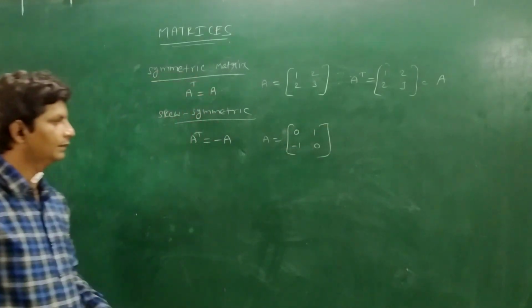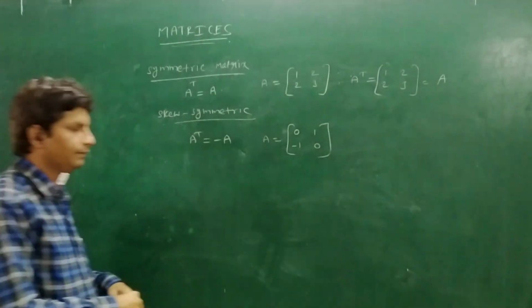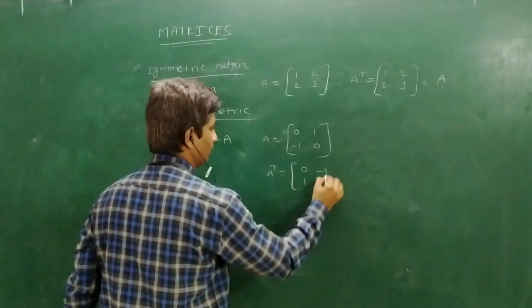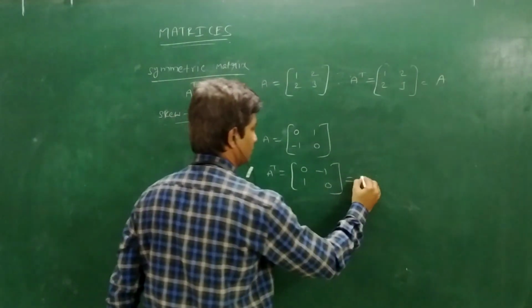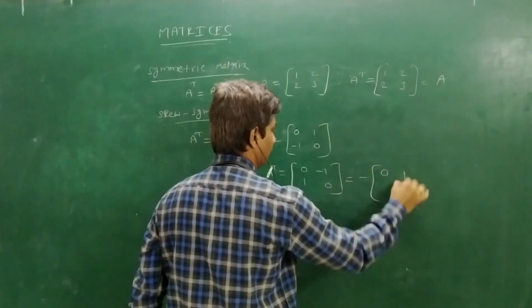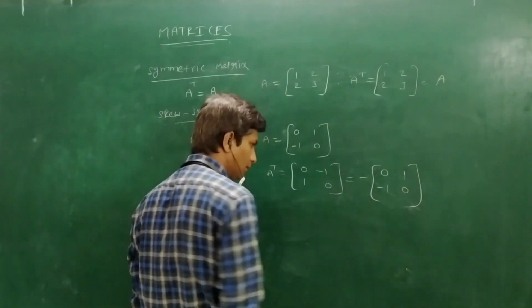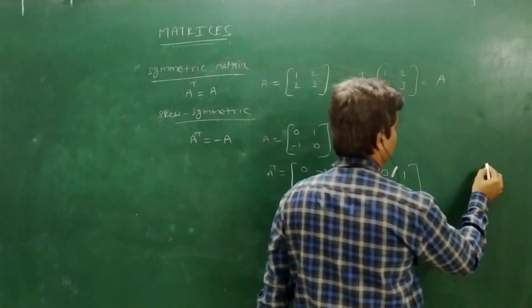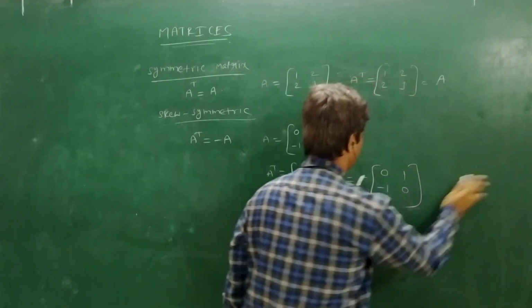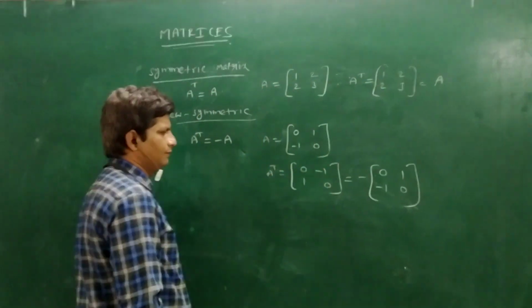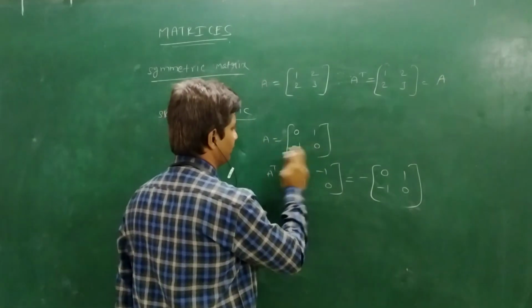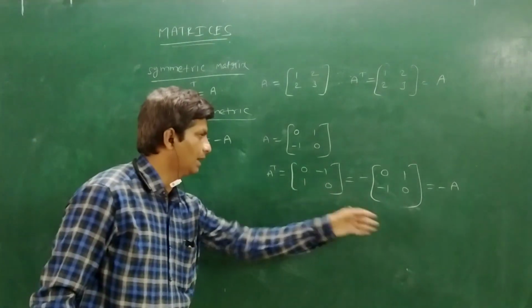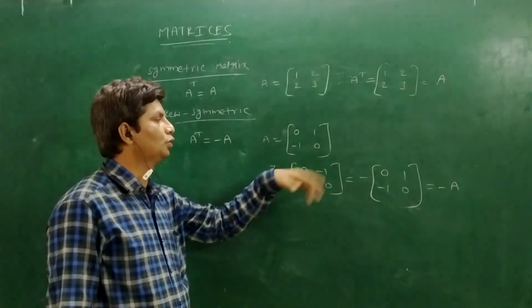Let us take this matrix: 0, 1, minus 1, 0. Let us write the transpose of this matrix. Taking the transpose, A transpose is equal to minus 1, 0, 1, minus 1, 0 which is what? Minus A. So since A transpose is equal to minus A, this matrix is called a skew symmetric matrix.